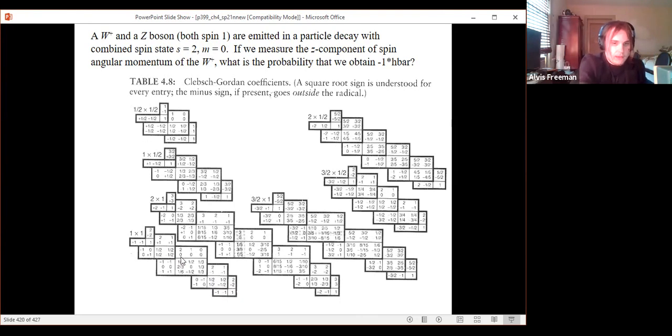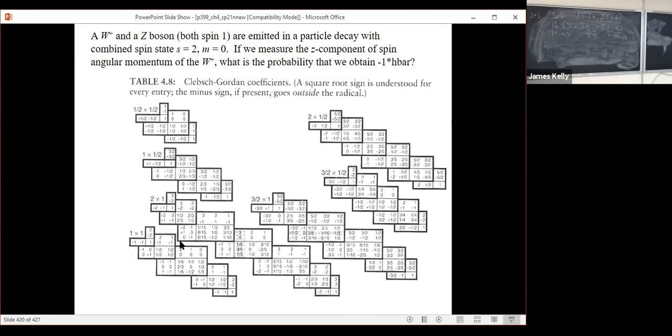middle one. Yeah, I agree, because the combined states are shown vertically here. There's S equals 2, M equals 0. So we're looking in this column here, and it's telling me how to write that as a linear combination of individual states. We want to know the probability that we get a W plus having a Z component of spin angular momentum of -1 h bar.